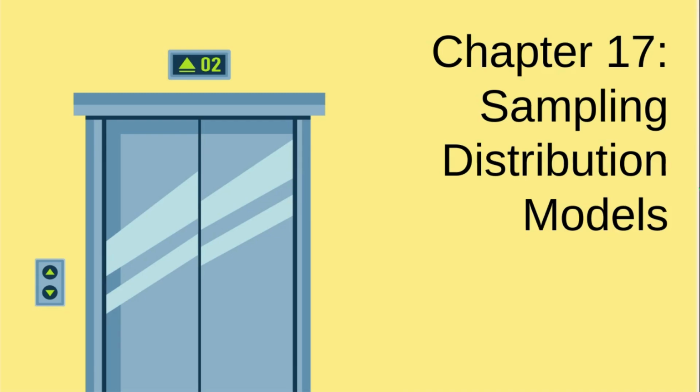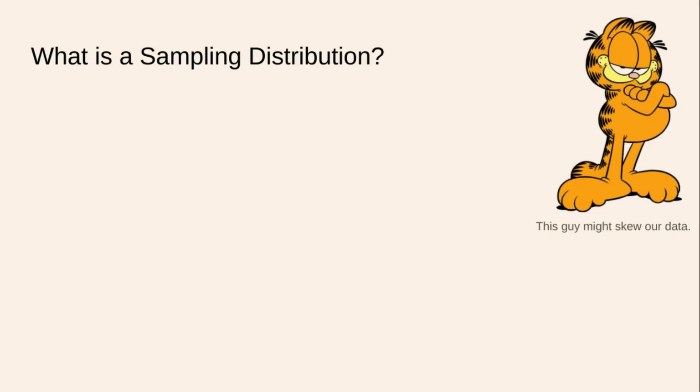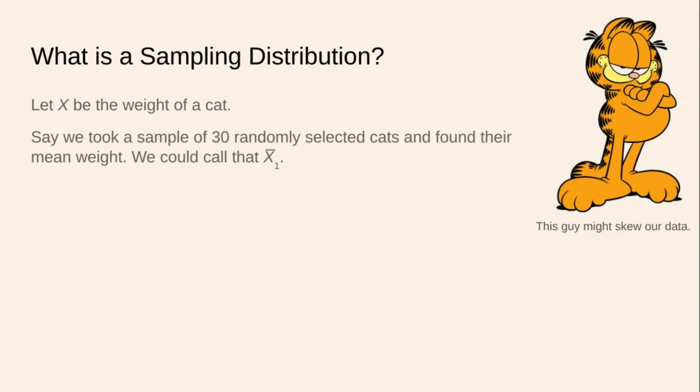Here we go. So, what is a sampling distribution? Featuring our friend Garfield. So, we're going to let X, our random variable, be the weight of a cat. And as I observe, Garfield might skew our data. If you know a little bit about Garfield, he likes lasagna. Anyway, say we took a sample of 30 randomly selected cats, maybe Garfield in there too, and found their mean weight. We could call that X bar sub 1.